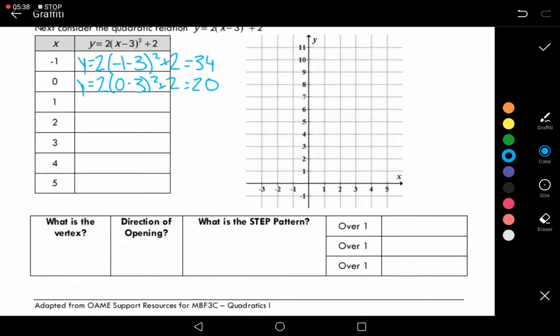I'm not going to copy out this for all the other ones because I want to make it less jumbled. So just remember that I'm getting these y values by continuing to do what I've done in the first two here. So when I plug in 1, I get 10. When I plug in 2, I get 4. When I plug in 3, I get 2. 4, I get 4. And 5, I get 10.